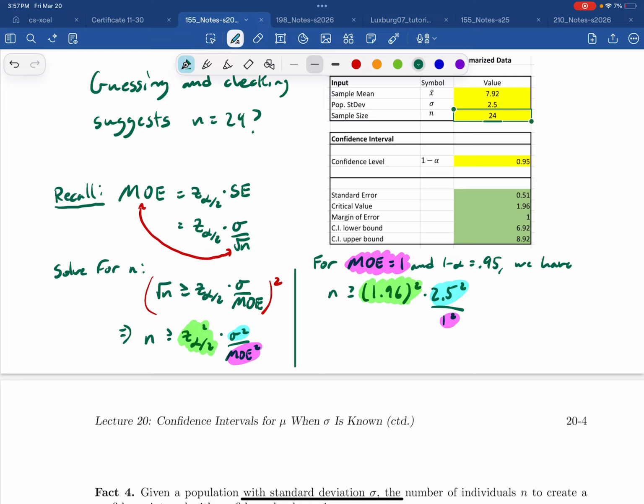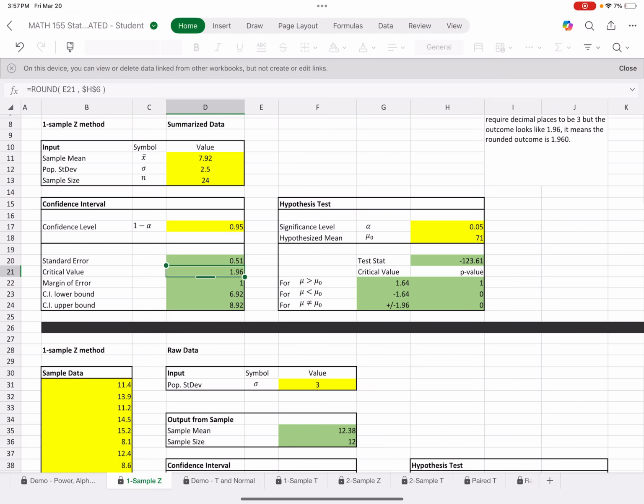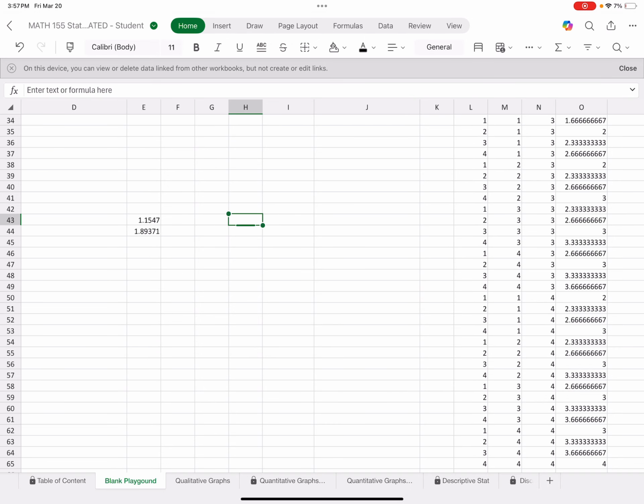All right, so anyway, when we work all this out, what are we going to get? Well, we've got a little blank playground in Excel. You can use Excel as a calculator, right? You just do equals and then your calculation: equals 1.96 squared times 2.5 squared over 1 squared. But that doesn't really do anything, right? And look at that. We get 24.01.